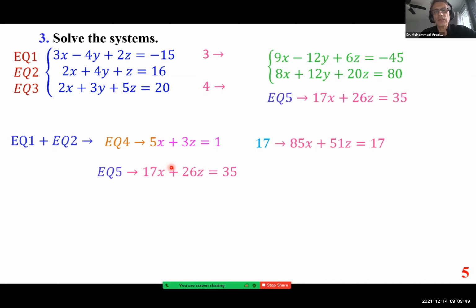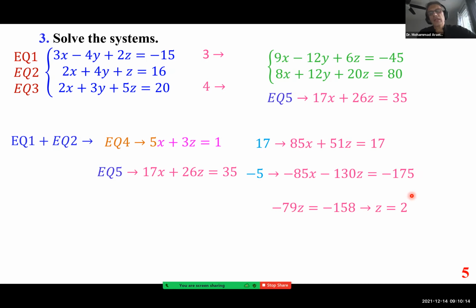So this one by 17 gives us 85x plus 51z equals 17, and this one by negative 5 gives us negative 85x minus 130z equals negative 175. These 2 cancel each other. So we add up these 2 and we add up these 2. We end up with negative 79z equals negative 158. Divide by negative 79, z becomes 2. So we got one of the variables.